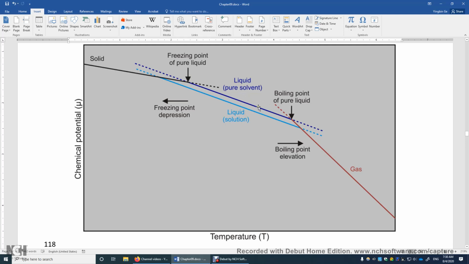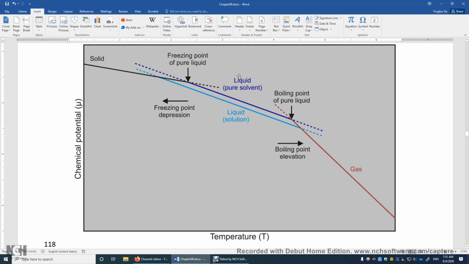The liquid line has the lower chemical potential than the solid or the gas, so the liquid, until it reaches the boiling point. At this point, the liquid and gas lines cross right here. They have the same chemical potential. At a higher temperature, now you have just gas only because the gas line is lower than the liquid line or the solid line. Alright, so what if we add stuff into the liquid phase and make sure this substance can be dissolved in this liquid?